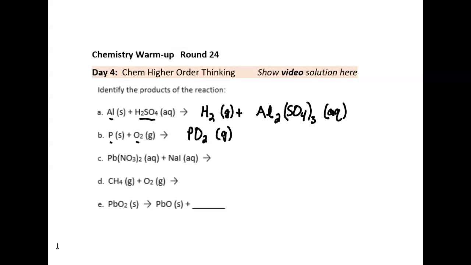Question C, there is an ionic compound that's been dissolved in water, combining with another ionic compound which has been dissolved in water. So all these ions are freely moving around in the water. If any cations and anions are more attracted to each other than they are to the water which has dissolved them, then a solid precipitate will form. This is a double replacement reaction. The sodium will bond with the nitrate, creating sodium nitrate. But sodium nitrate remains dissolved in water.